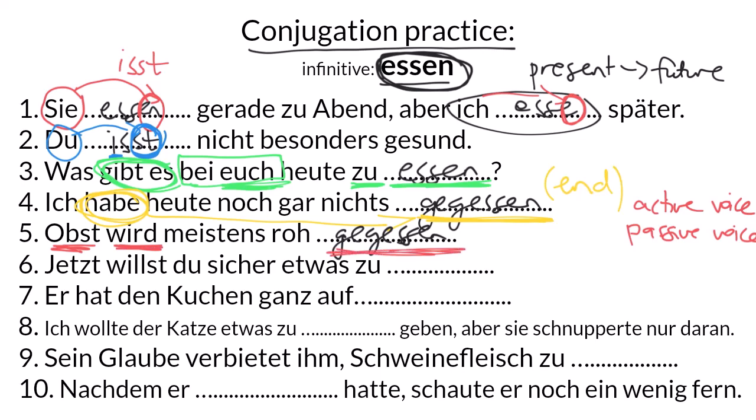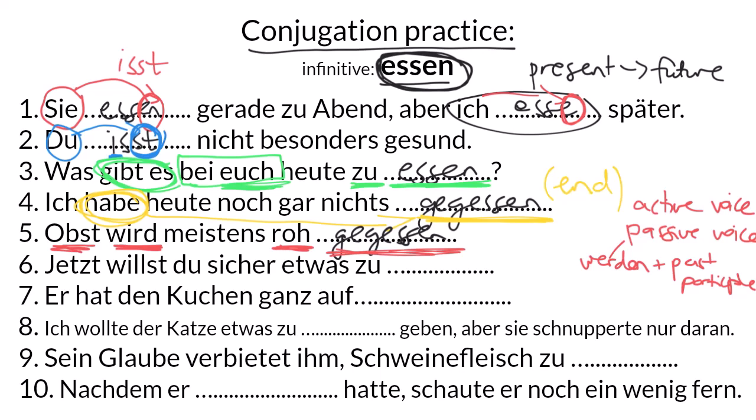eaten, raw. So in order to form the passive voice, all you need is werden, so the word for to become, and then the past participle. So literally, fruit is becoming mostly eaten raw. Fruit is mostly eaten raw.